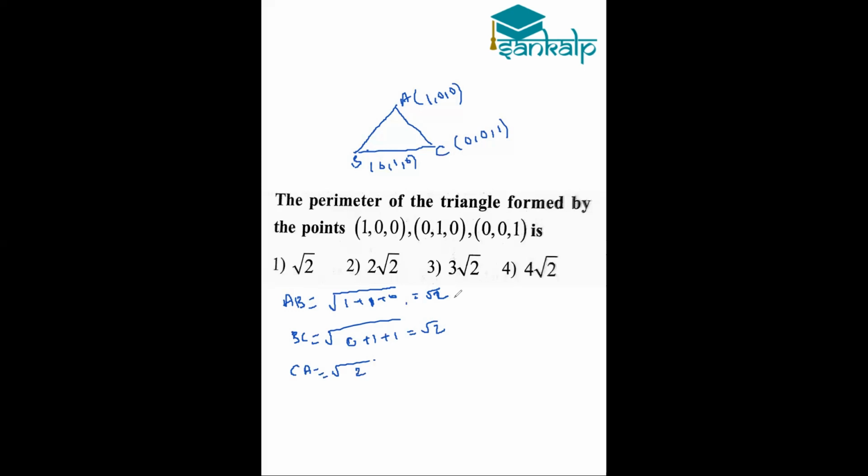So when you add all the three values, option 3, 3 root 2, will be the right option. The perimeter is the sum of three sides, so AB plus BC plus CA will be equal to 3 root 2. So option 3 gives us the right answer. We just need to make use of the distance formula, substitute the terms and simplify.